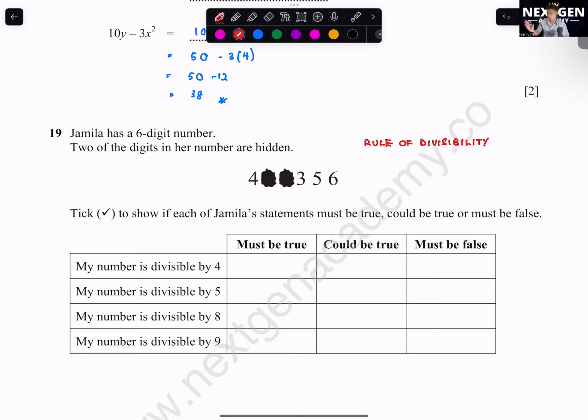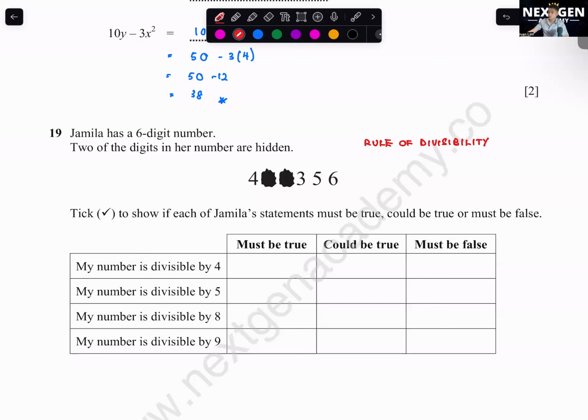If you are using the red one, not red, the Cambridge textbook, the official one. What do we need to know over here? I'll just base it on this one. The yellow ones: 4, 5, 8, and 9. So what are the rules of divisibility for a number to be divisible by 4?